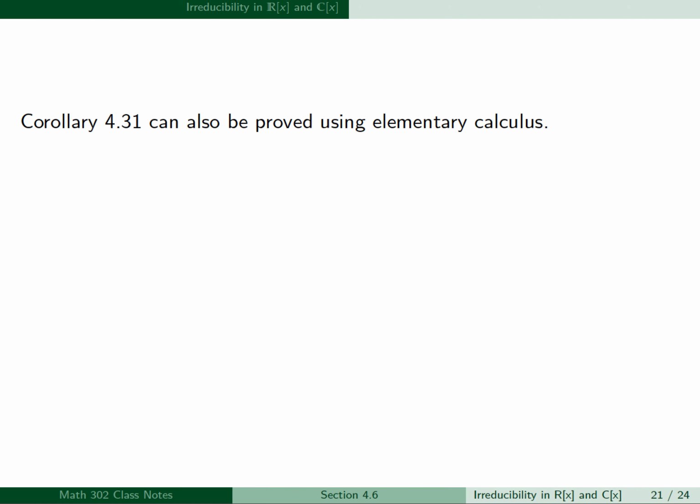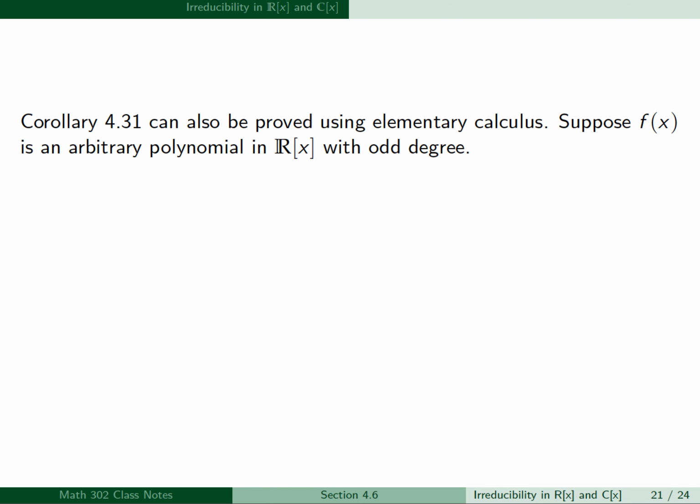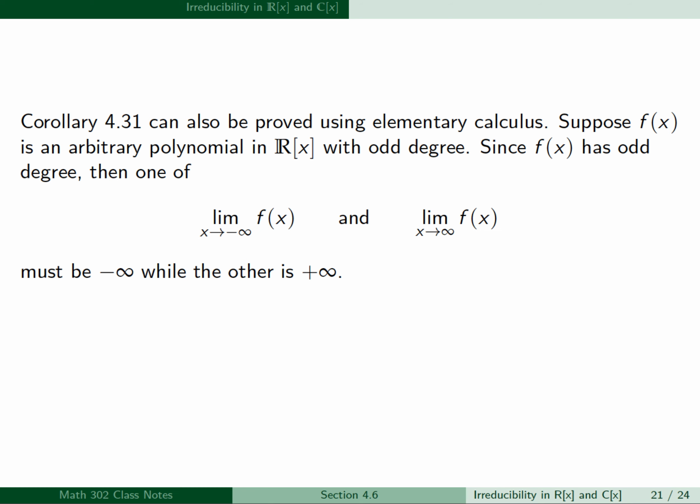Corollary 4.31 can also be proved using elementary calculus. Suppose that f(x) is an arbitrary polynomial in R[x] with odd degree. Then one of our two limits, the limit as x goes to minus infinity of f(x) and the limit as x goes to plus infinity of f(x), must be minus infinity while the other is plus infinity.